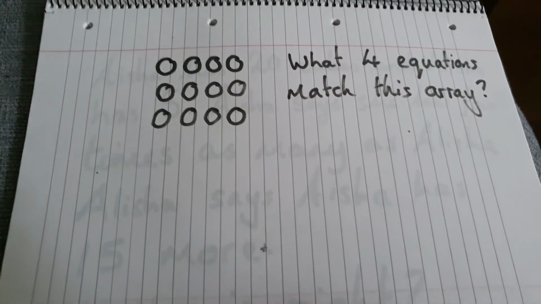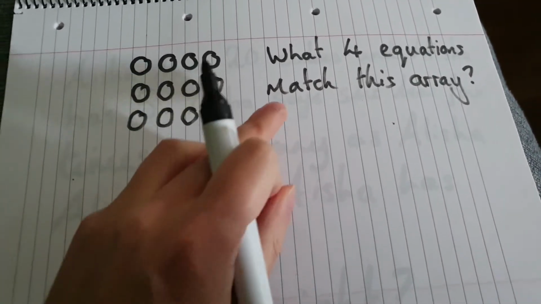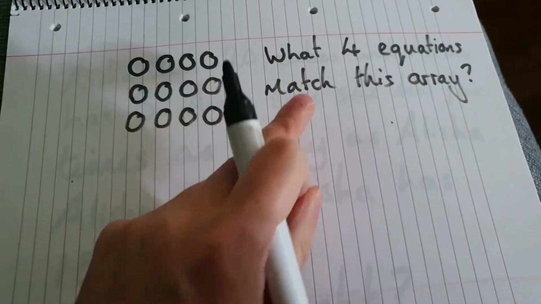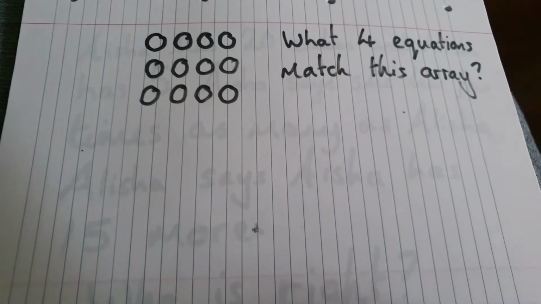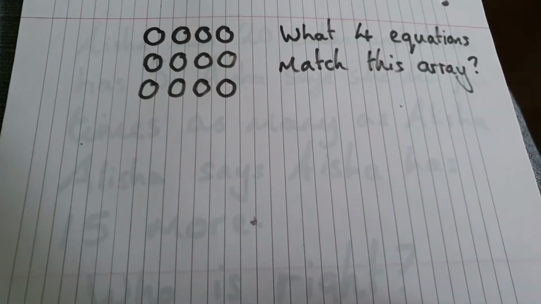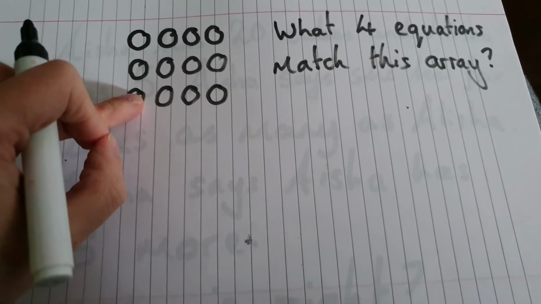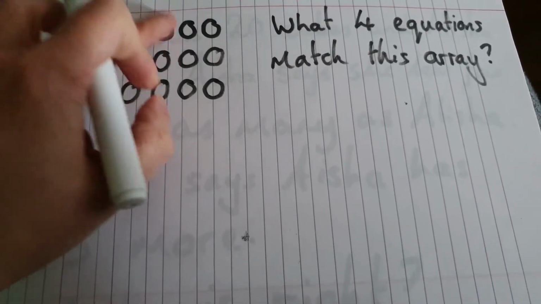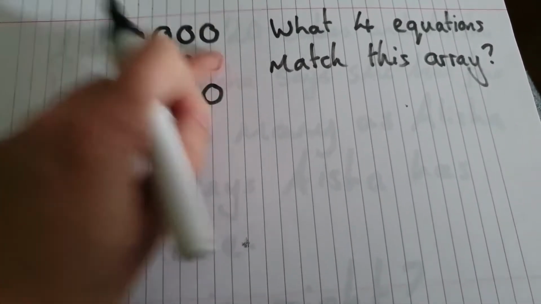For this problem, I would like you to look at the array over here and tell me what 4 equations could you write for it. Pause the video and give it a go. Okay, first of all, we can see here the number 3 repeating. 3, 3, 3, 3. And it is repeating 1, 2, 3, 4 times.